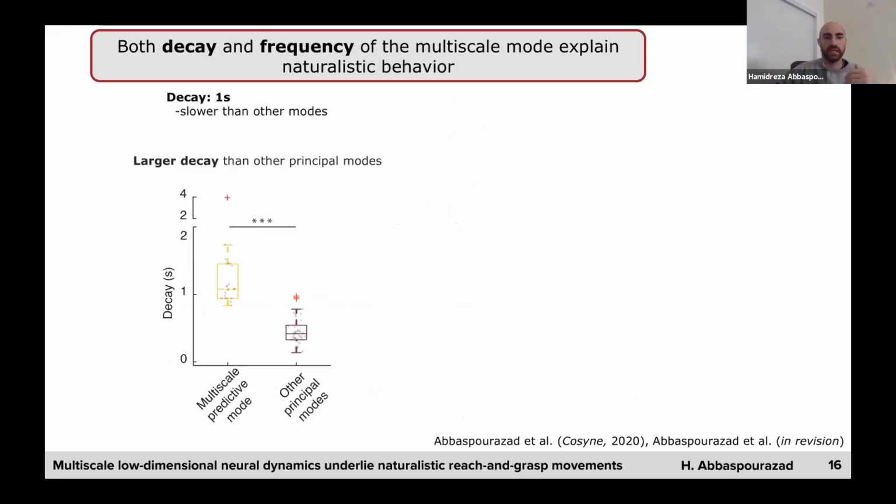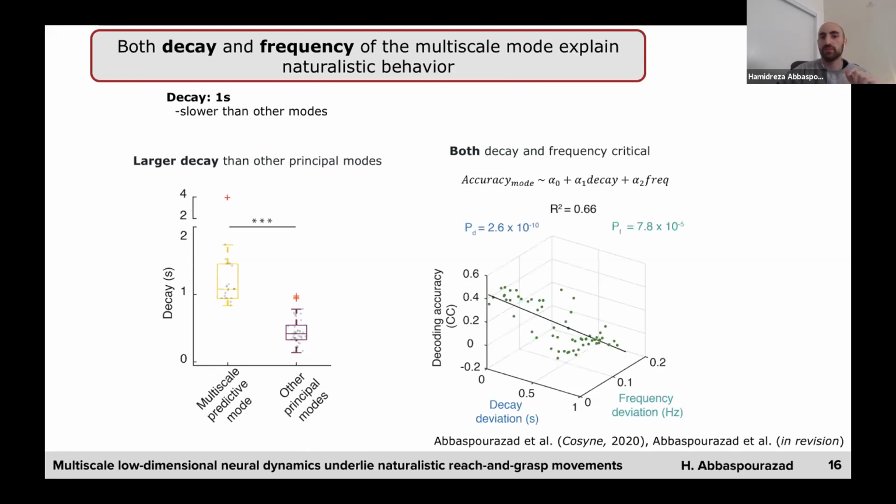We first looked at the decay values of the multiscale predictive mode, and we observed that the multiscale predictive mode indeed has larger time decays compared to other principal modes. Also, we built a multivariate linear regression model from the decay and frequency characteristics of the multiscale predictive mode and other principal modes to the prediction accuracy. And indeed, we observed that both of these dynamical characteristics had significant contribution to the prediction accuracy. Therefore, both are important in explaining naturalistic behavior.